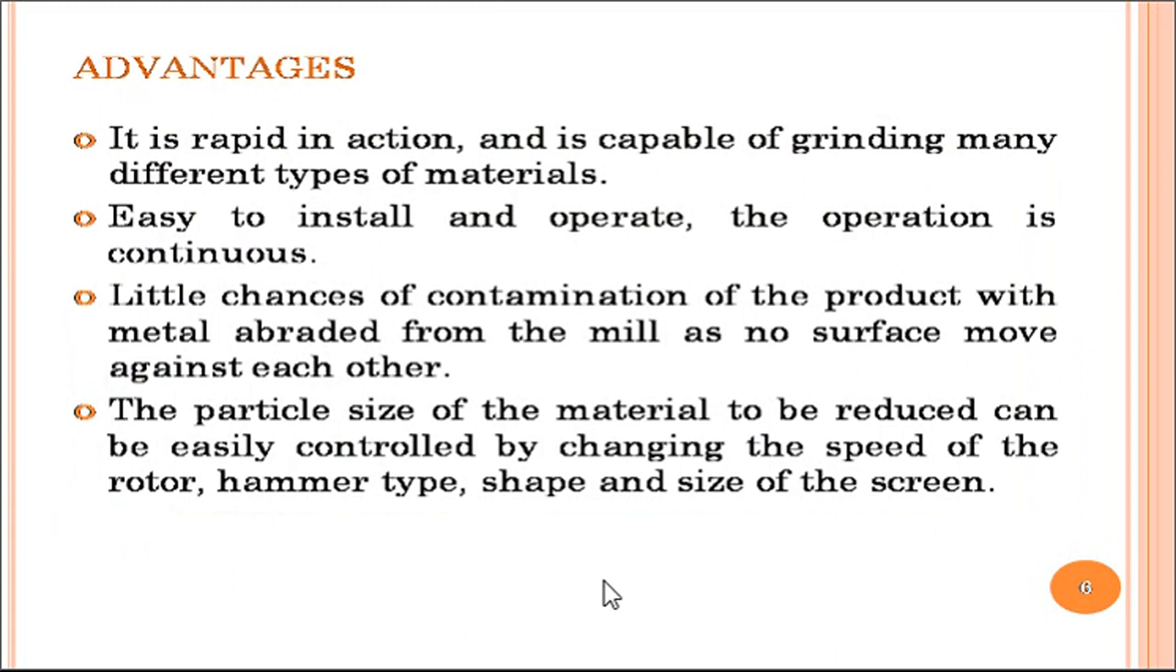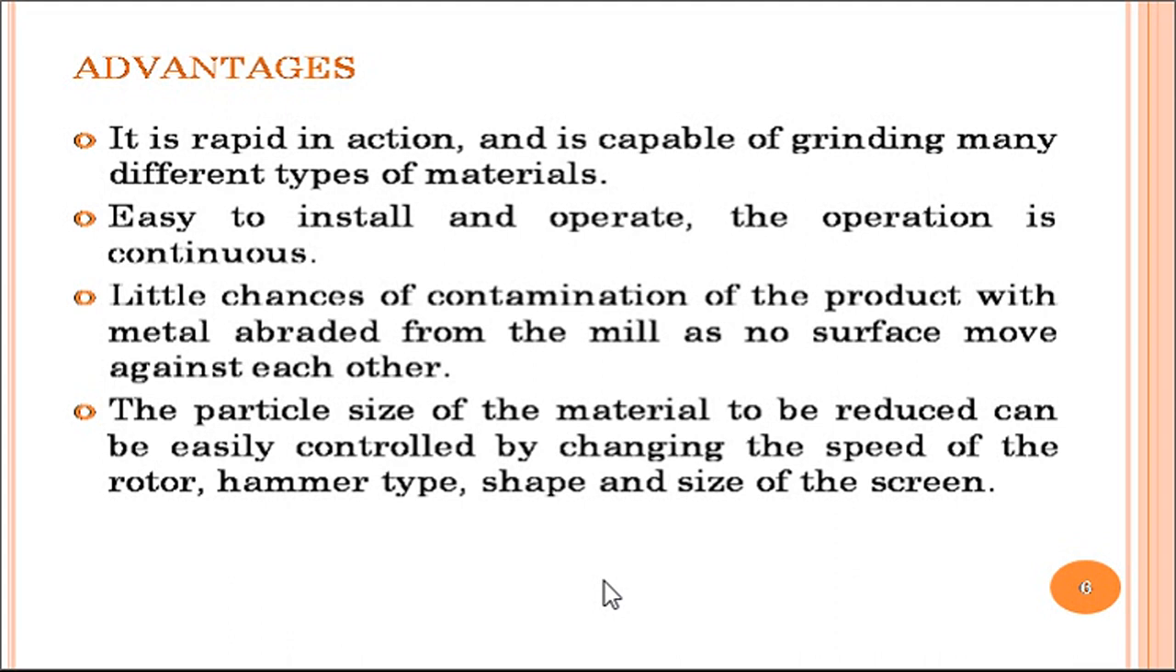Let me talk about the advantages of this hammer mill. It is rapid in action and capable of grinding many different types of material, whether of natural origin, like plant material, stem, bark, root, etc., or cake-like material. For raw pharmaceutical API, one can go for size reduction. It is easy to install and operate because not much skill is required, and the operation is continuous. One can continue the process as long as you require, or while material remains.